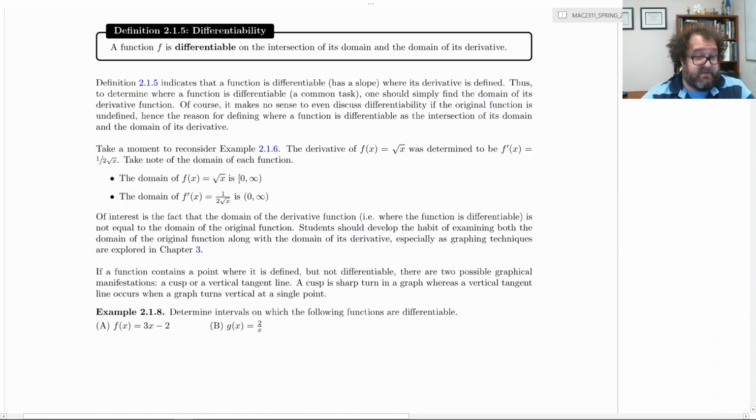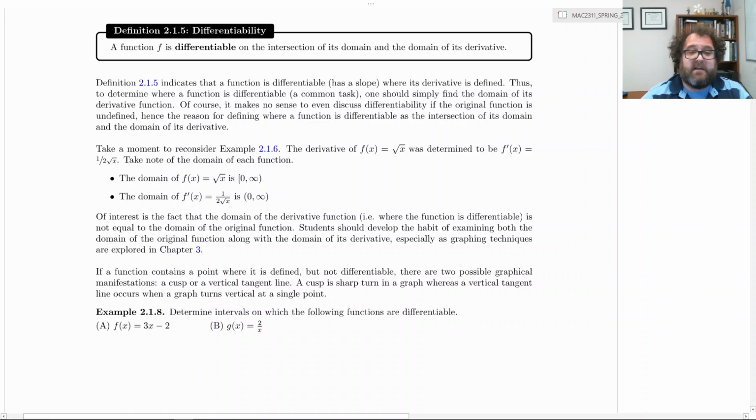What's the domain of this derivative function? Well, notice it involves a radical. At first you might say it's all nonnegative numbers, just like the original function. But since that radical is in the denominator, it cannot be allowed to equal 0. So we have to exclude 0 from the domain. The domain of the derivative is 0 to infinity, not including 0.